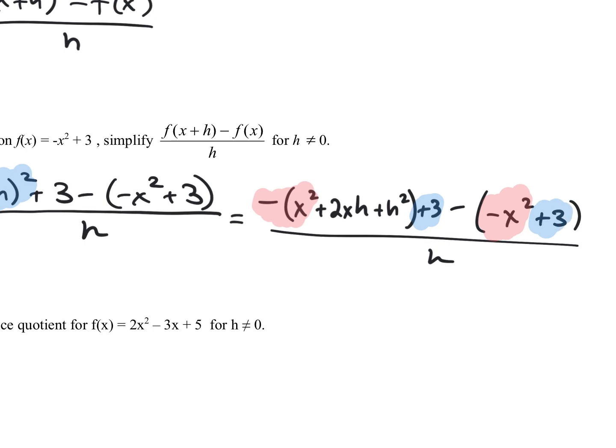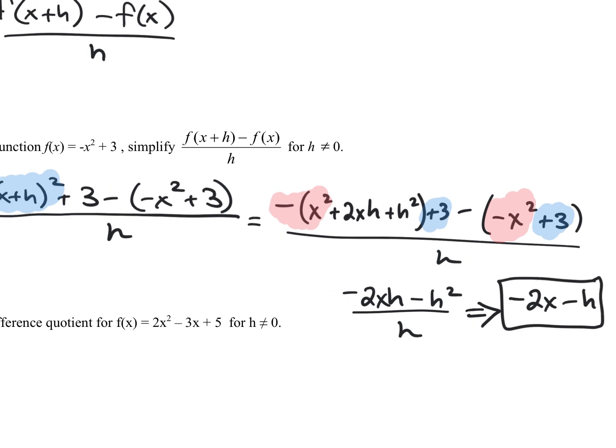So what we're left with, and this will be our second to last step, is going to be negative 2xh minus h squared. I just distributed that negative sign all over h, and you can see here each term contains an h, so we can divide out. Our simplified difference quotient here will be negative 2x minus h.